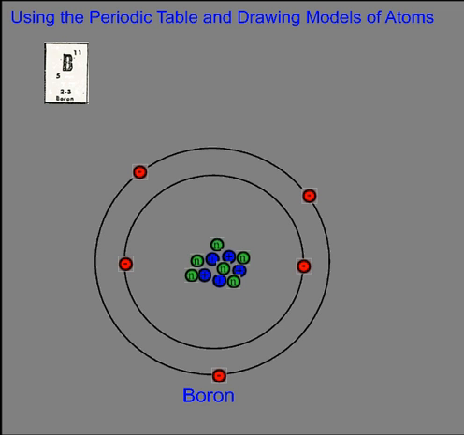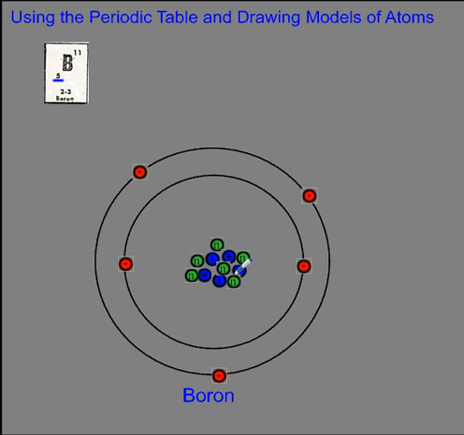Okay, is this what you ended up with? You should have 5 protons in the nucleus. 1, 2, 3, 4, 5. The protons we get from the atomic number. You should have 6 neutrons. The atomic weight is 11. 11 minus 5 is 6. So we've got 6 neutrons. Electron configuration is 2, 3. So I've got 2 electrons in the first energy level and 3 in the next energy level.